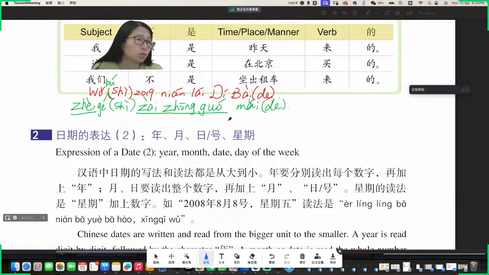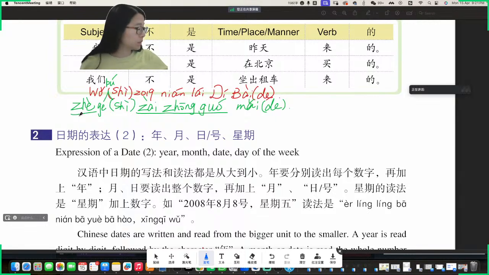Okay, so if you want to say the negative form, the same, you just add 不 before 是. But 是 here you cannot omit. Okay, guys, you know how to make this sentence, right? So if there are some words you don't know how to say, always remember you can use the word 这个, point and say 这个. So 这个是在中国买的. So this one, at China, buy.